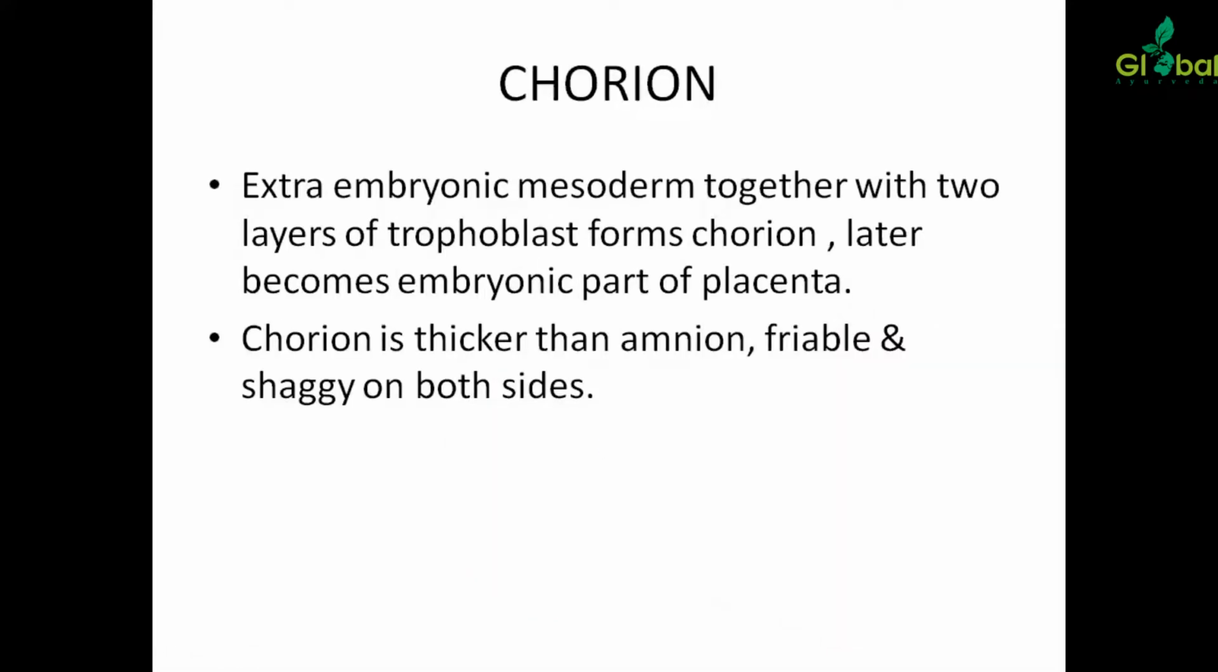Chorion: extra-embryonic mesoderm, together with two layers of trophoblast, forms the chorion. Later, this will become the embryonic part of the placenta. Chorion is thicker than amnion, friable, and is shaggy on both sides.